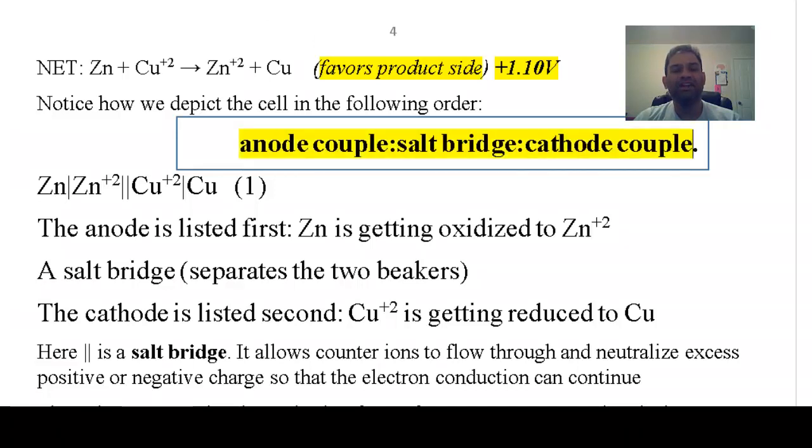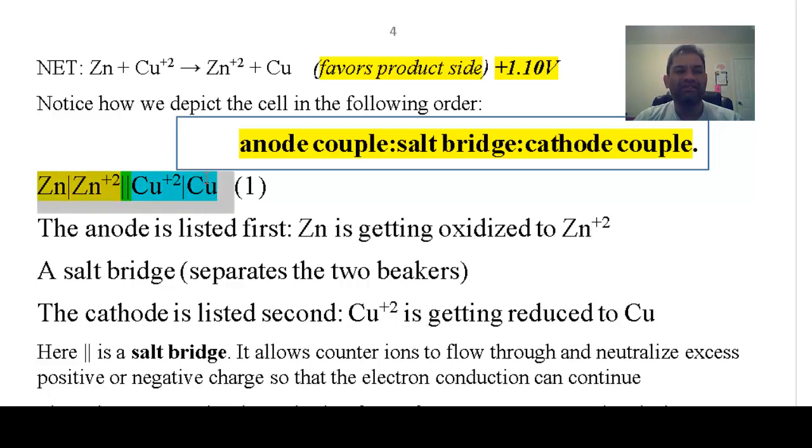So another way that you can write this, something that you should know for testing purposes, is this notation. This is called the Daniell cell notation. First we write the anode, so zinc gets oxidized to zinc plus 2, so that's the anode couple. Then we have our 2 lines, which is the salt bridge. And then we have copper plus 2 being reduced to copper. That is the cathode. So anode, salt bridge, cathode. The anode couple, salt bridge, cathode couple.